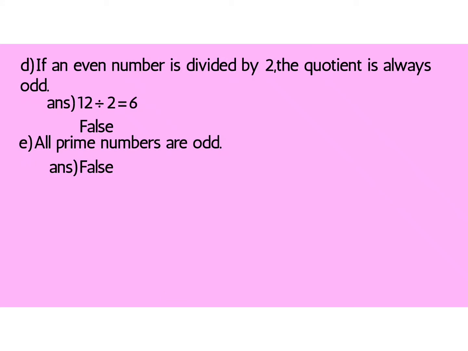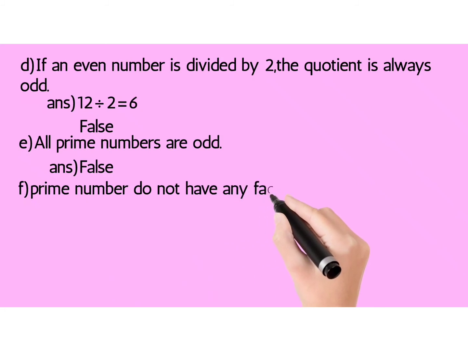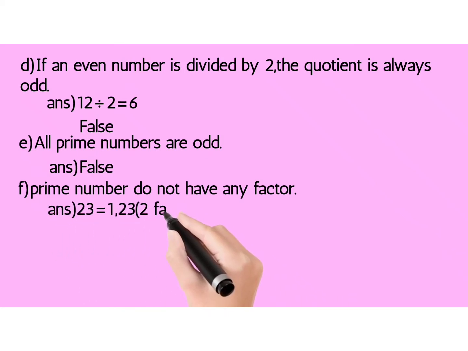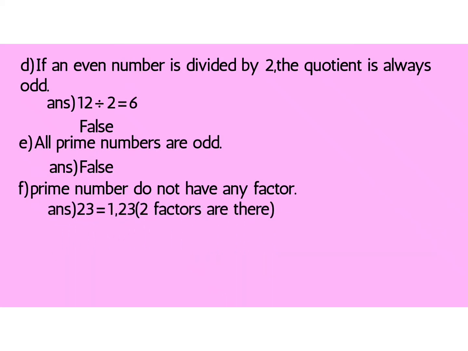Now F part. Prime numbers do not have any factors. So students, we know that prime numbers have two factors. What are they? 1 and the number itself. Suppose the prime number we have is 23. So 23 has two factors, 1 and 23. So this statement is false. Here two factors are there.